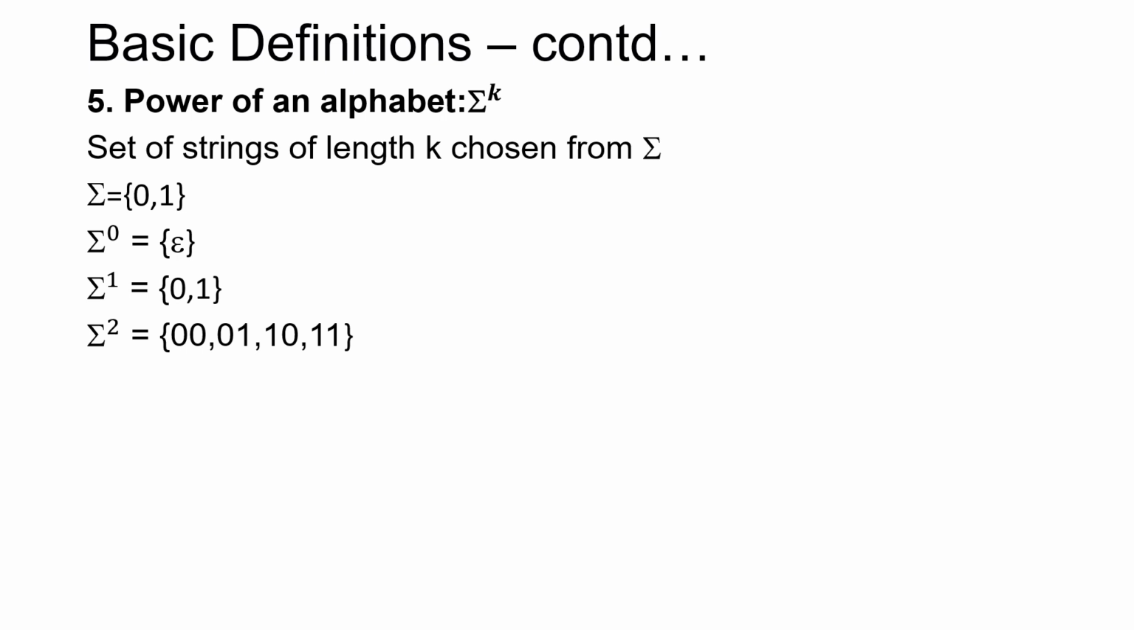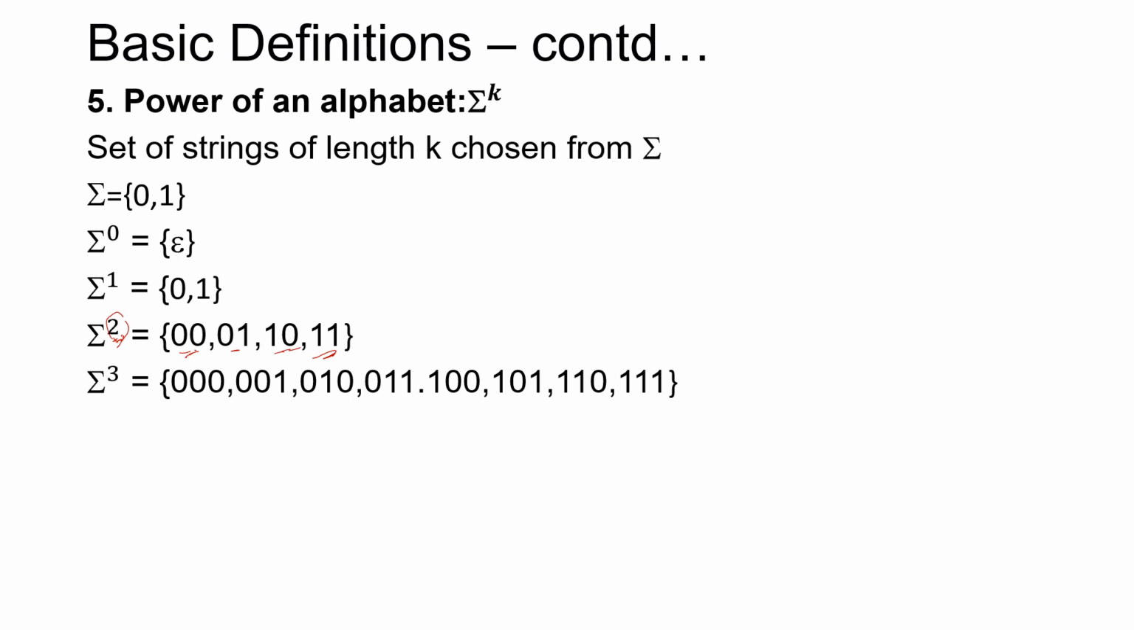So the length of my strings is 2. Similarly, sigma power 3: 000, 001, 010, 011, 100, 101, 110, 111. So all these strings are of length k. This is the power of an alphabet.